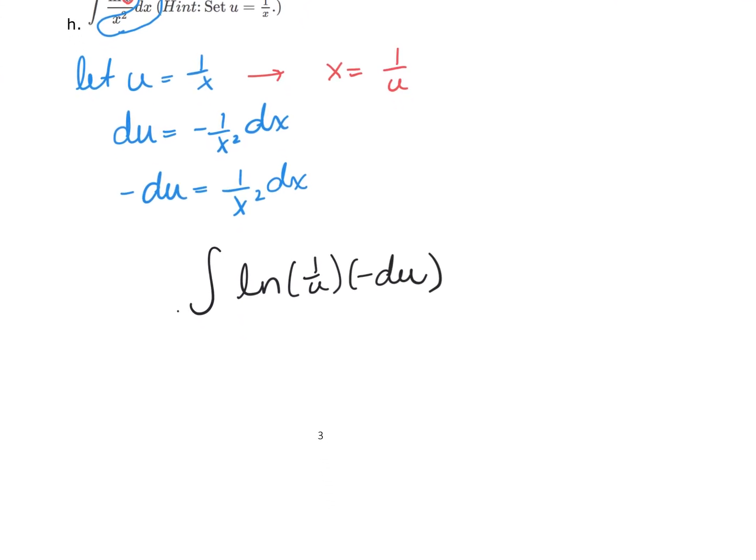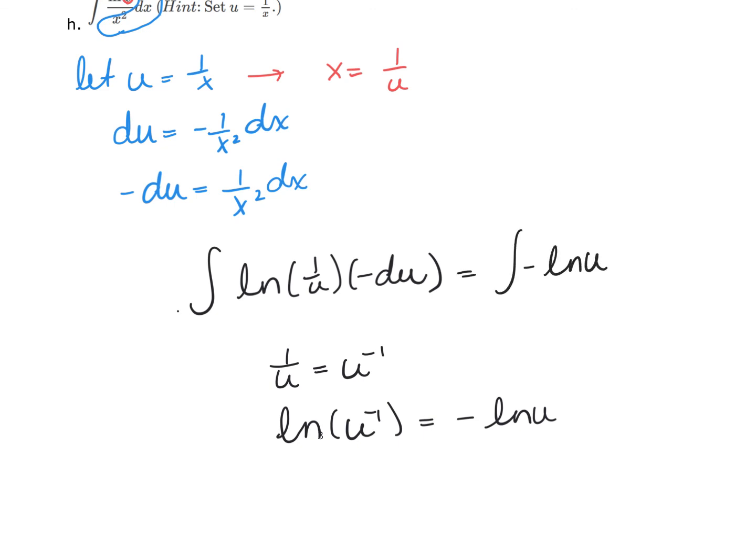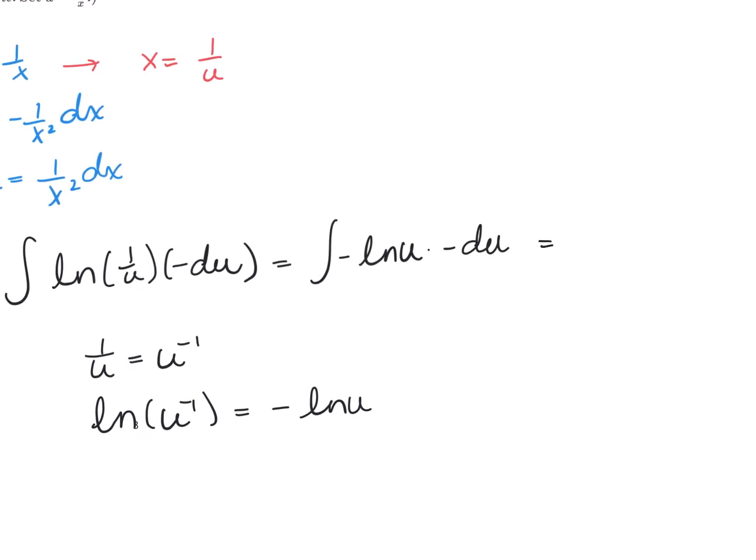All right. 1 over u is the same thing as u raised to the negative 1. The natural log of u raised to the negative 1, using our laws of logs rules, says I can bring that exponent out front so that it becomes negative natural log of u. All right, so then this becomes the negative natural log of u multiplied by the negative du, which is just the integration of the natural log of u du.